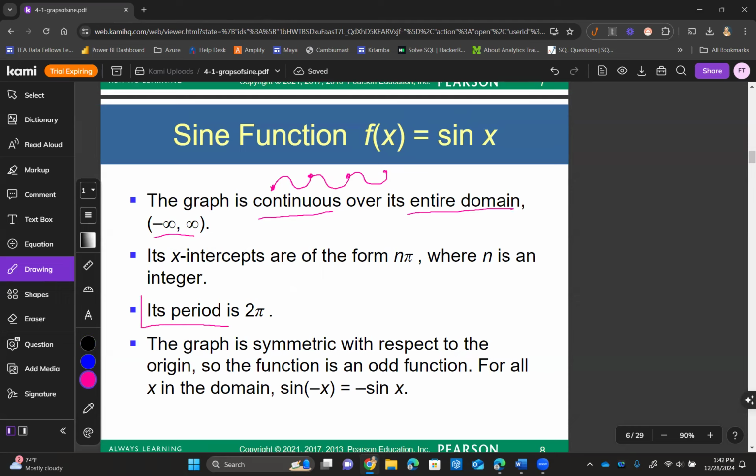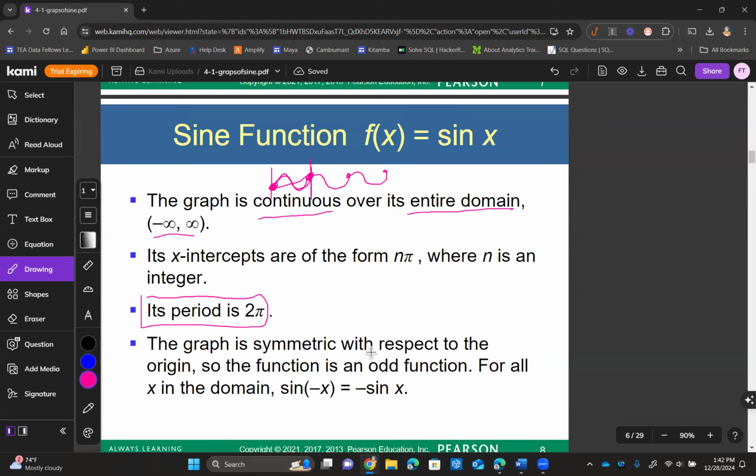So we also have to know that the period is 2 pi. So one full cycle is going to take a space of 2 pi. So when the graph starts from here, rises all the way here, decreases again, and then starts rising again, and finally stops at 0, this whole thing fits in 2 pi. That's the period of the sine graph.